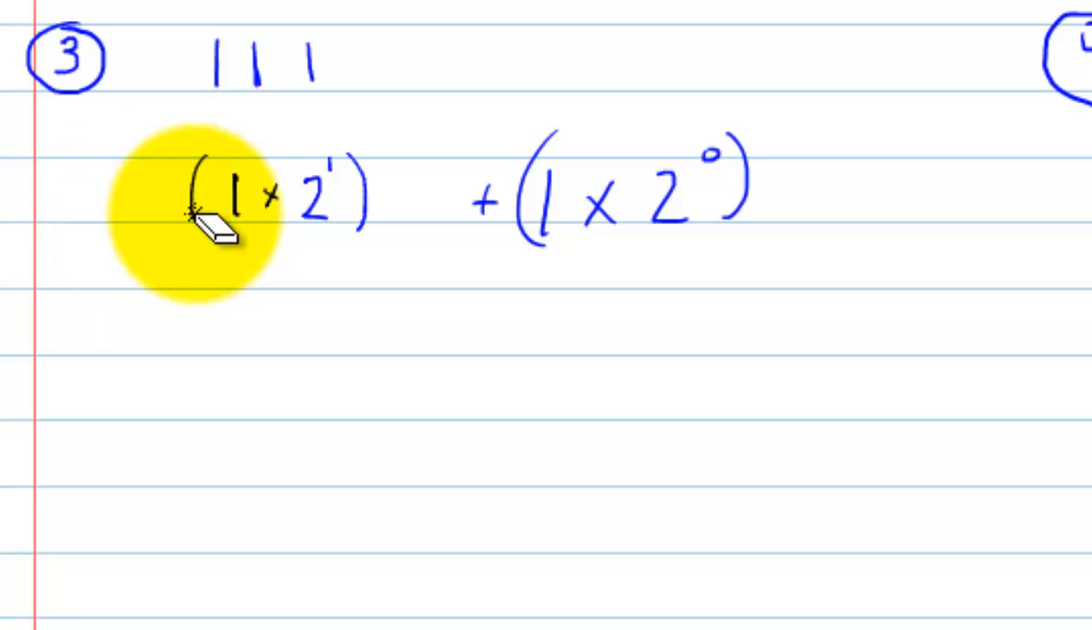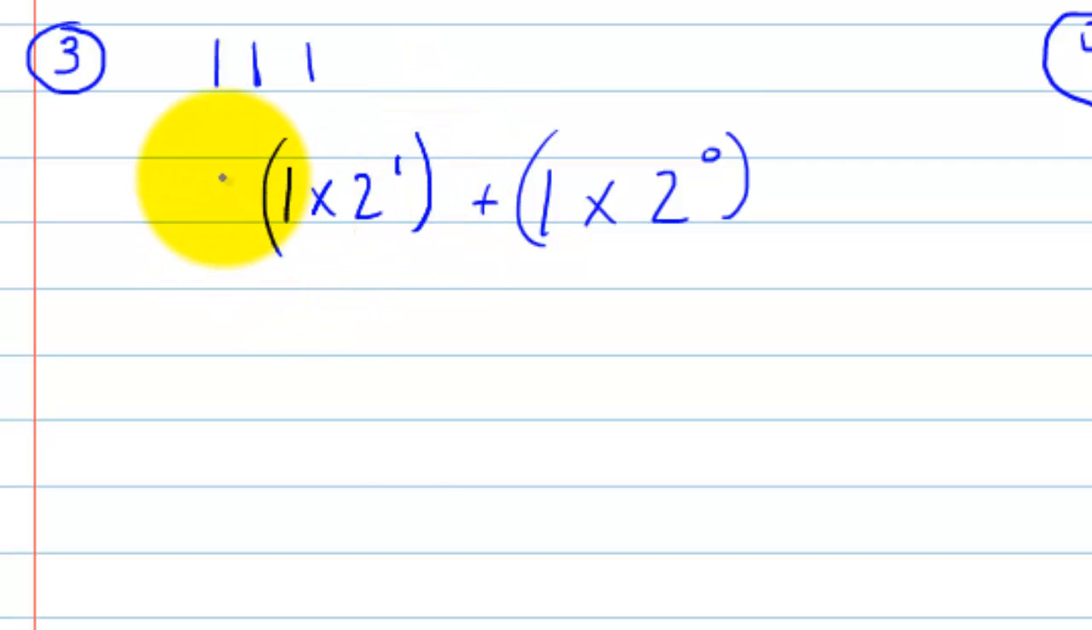Let me move this over a bit. I didn't give myself enough space. This is 1 times 2 to the first power plus this one, which represents 1 times 2 to the second power. So 1 times 2 squared is going to be 4, and this one is just 2 raised to the first power, so it's going to be a 2.